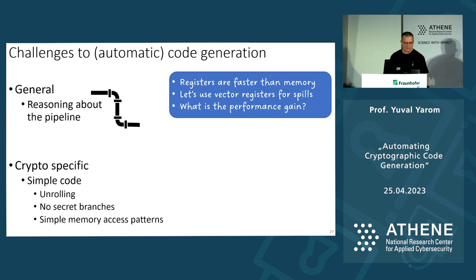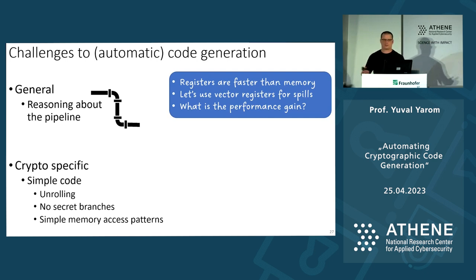The other problem that we have is specific to cryptography. And I know that cryptography is thought to be very complex and a field that no one really understands. But the reality is cryptographic code is extremely simple. It is extremely simple because we do unrolling, which reduces the number of branches. So we have just linear code. We don't have branches on secret values, because if we have branches on secret values, then the code is not secure. This is something that has been shown several times.